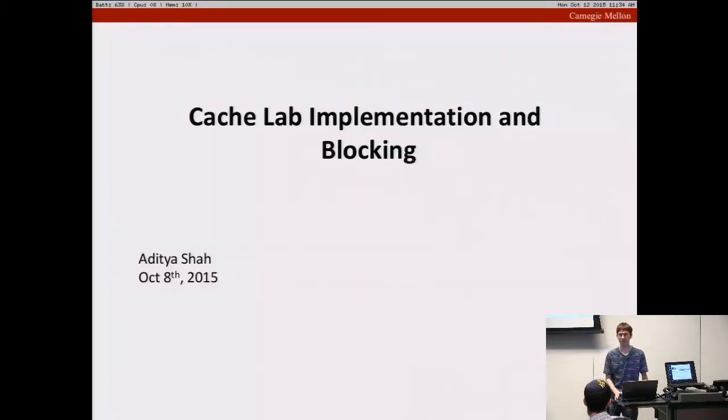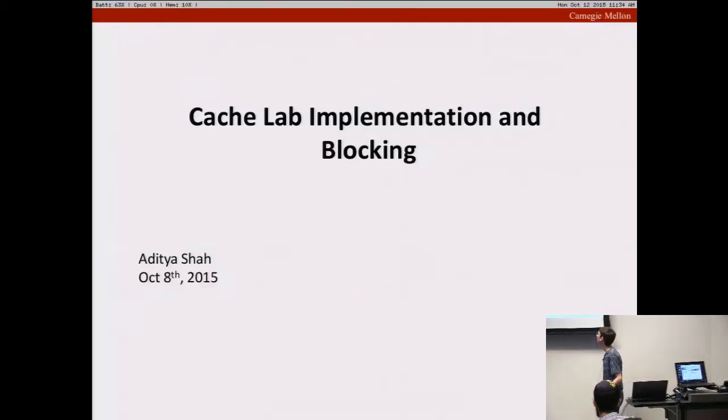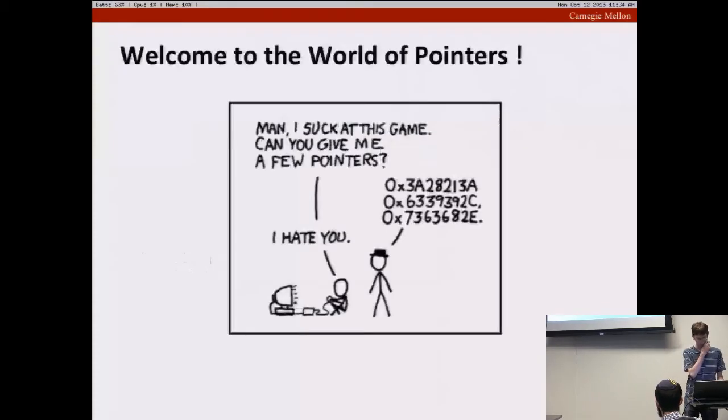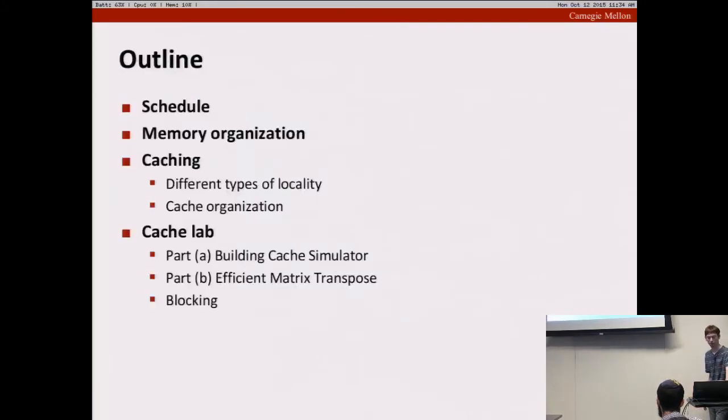Okay, so we're going to get started now. Today we're talking about cache lab and caches, unsurprisingly. So you're going to have to use some pointers now. Here's a nice little XKCD comic about pointers, if you haven't seen this one. We're going to talk about caches, how memory is organized in computers, the different types of locality and organization associated with caches, how they're implemented, how they work, and then we'll talk about cache lab in particular, where you will be exploring these ideas.